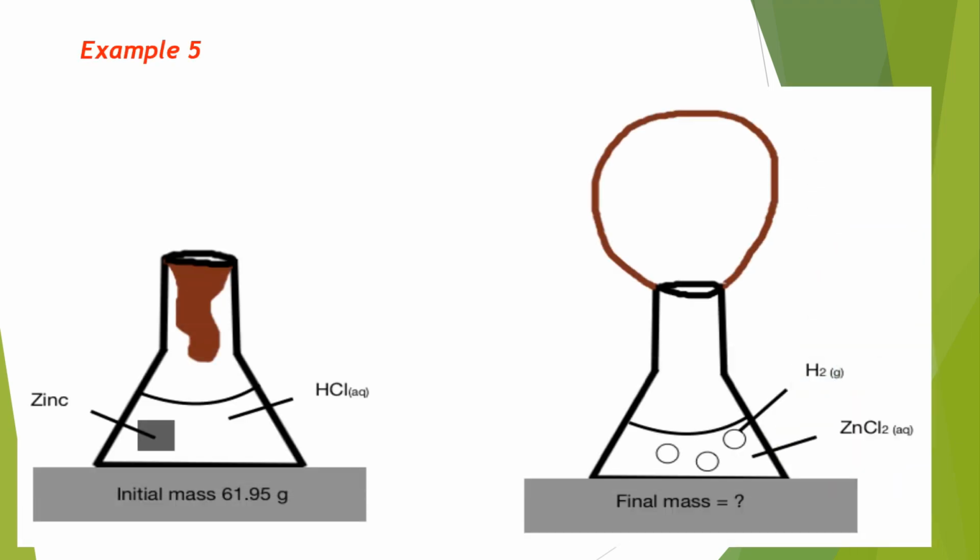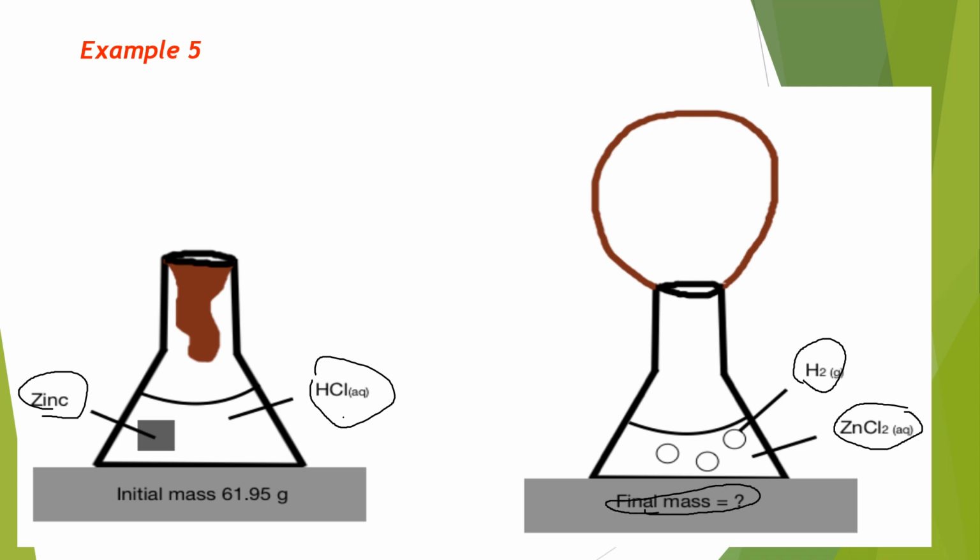Example number 5. We will have a chemical reaction between zinc and hydrochloric acid, and here we have a balloon. The balloon will be filled with hydrogen gas, which is one of the products, and the other product is zinc chloride. We notice that the initial mass of the reactants is 61.95 grams. What do you conclude about the final mass? How much is the final mass? Sure, it is 61.95 grams according to Lavoisier.